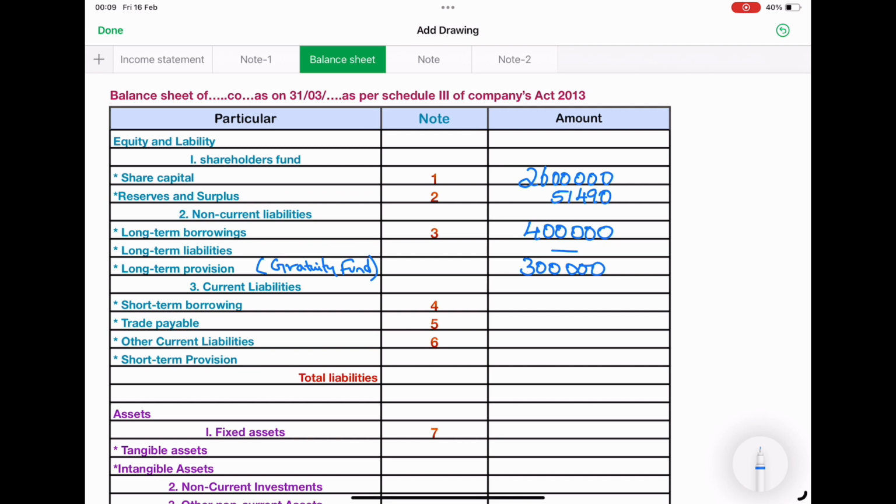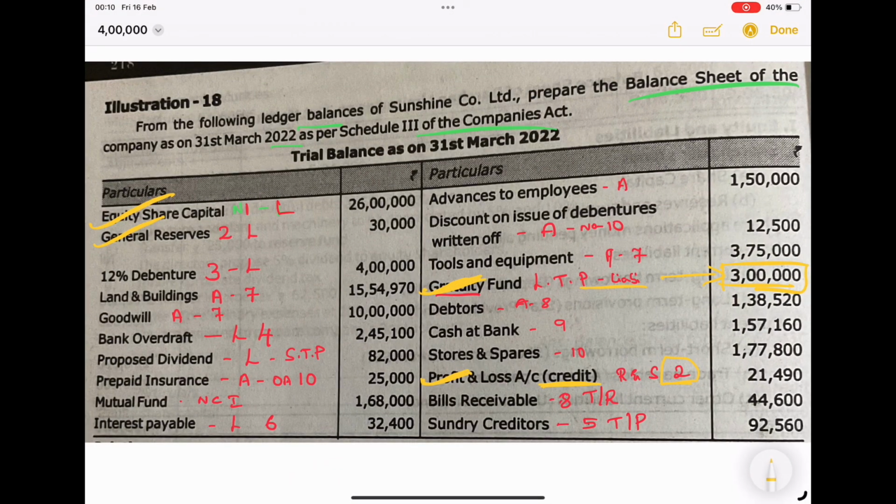Okay, next, short term borrowings. Here we have short term borrowings, that is note 4. In this question they have given directly short term borrowings, that is where, yes, proposed dividend, that is the short term, sorry, this is short term provision. Short term borrowings is a bank OD. So bank overdraft is a short term borrowings. Note 4 we have to write.